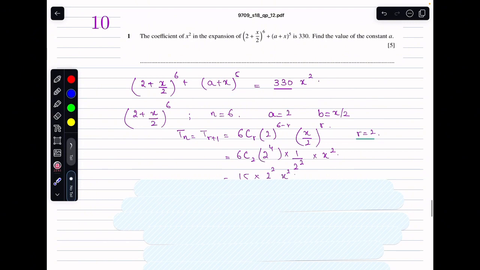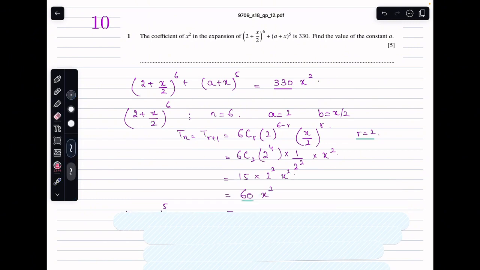Solving it further, it's 6C2, that is 15, into 2 to the power 4 divided by 2 squared, that leaves me with 2 to the power 2 into x squared, and then this becomes 4 times 15, which is 60x squared. So 60x squared should be the answer for (2 plus x/2) to the power 6 with a term in x squared. Let's solve for (a plus x) to the power 5.